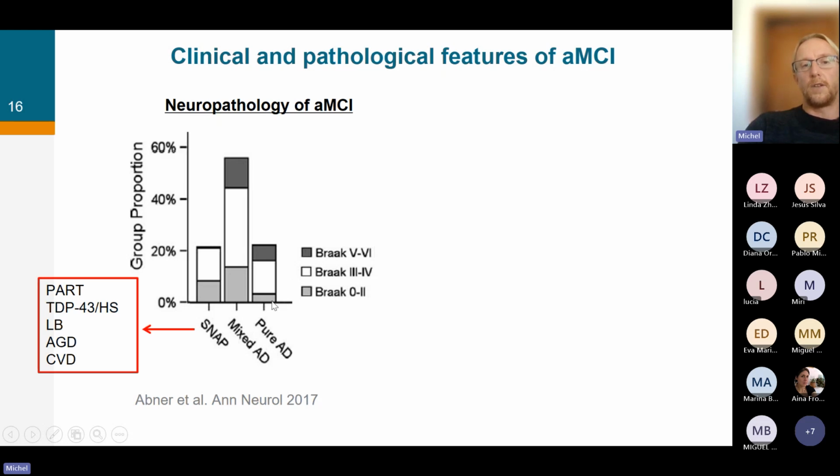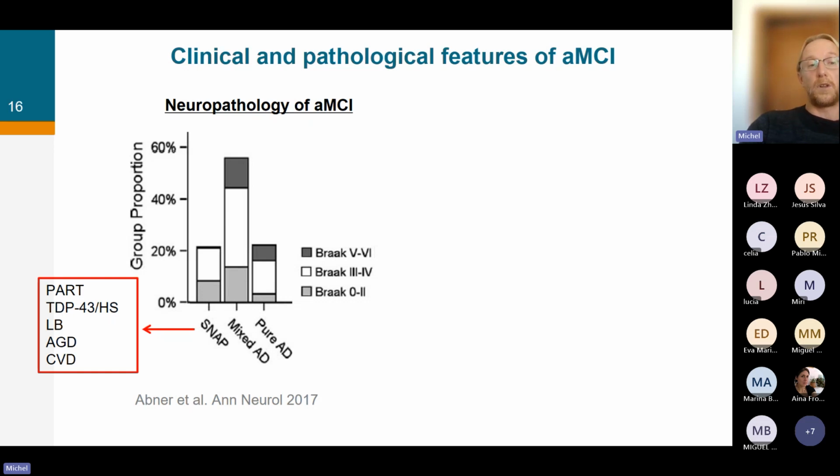where you can see that only about 20% of these cases actually have pure AD pathology, whereas the large majority have AD mixed with other types of pathology, and we don't know what's the driving force here. And then there's still a considerable portion who do not have any AD pathology, so they do not have amyloid, and when the paper looks at this in more detail, they found different pathology, such as Lewy body pathology, TDP43, and hippocampal sclerosis, or LATE.